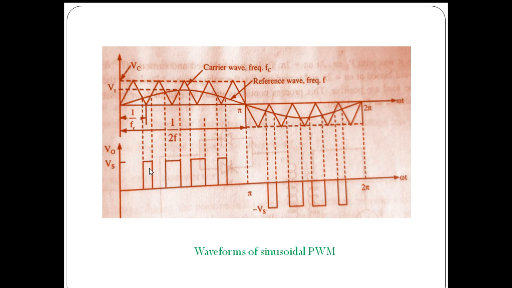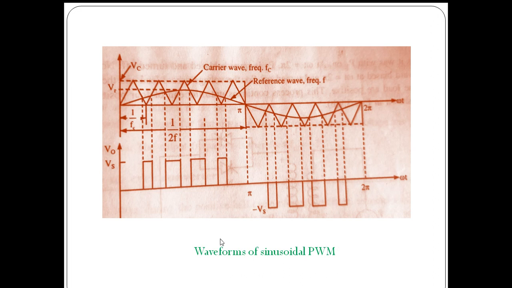The carrier and reference waves are compared in the comparator circuit. When the sinusoidal wave has magnitude higher than the triangular wave, the triggering pulses are generated. Accordingly, we are getting the output voltages. So these are the waveforms for the sinusoidal pulse width modulation technique.